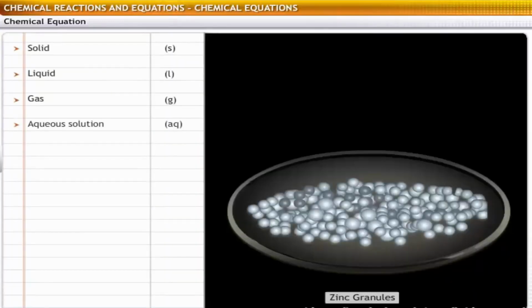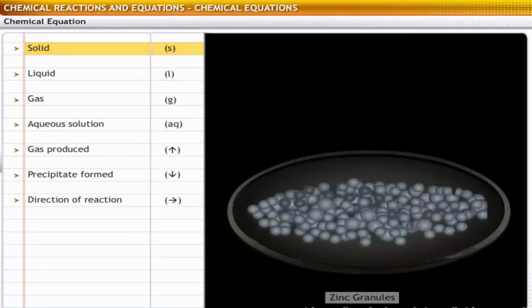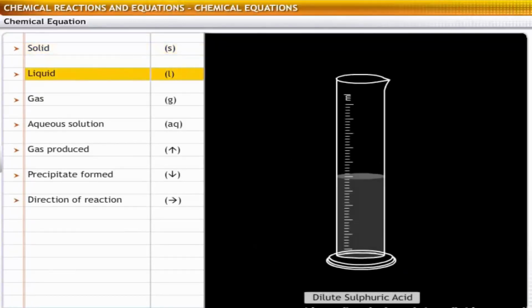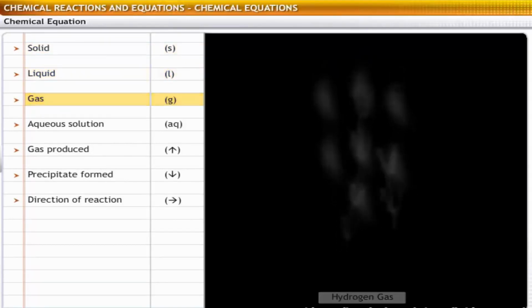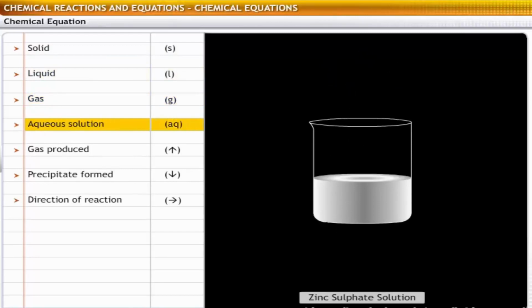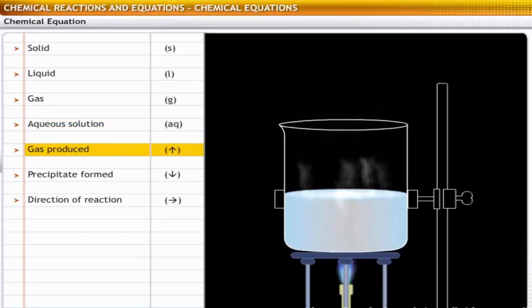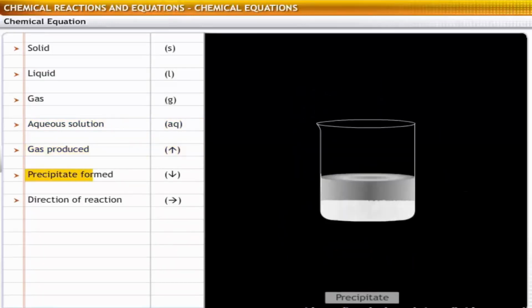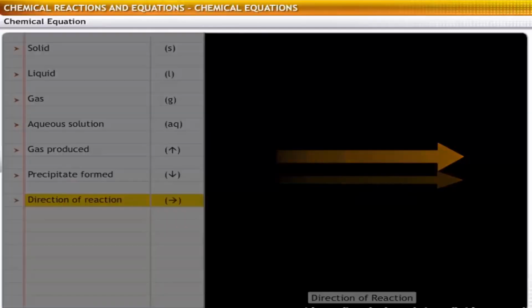In chemical equations, you denote a solid with (s), a liquid with (l), a gas with (g), an aqueous solution as (aq), a gas produced with an arrow pointing upward, and a precipitate formed with an arrow pointing downward. The reactants and products are separated with an arrow, which points in the direction of the reaction.